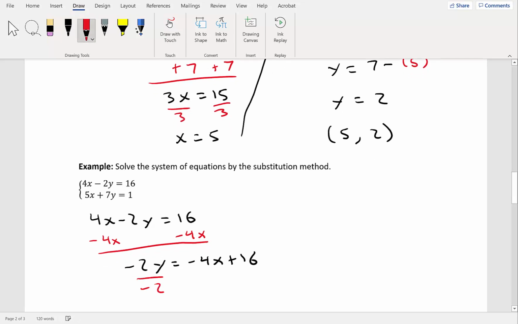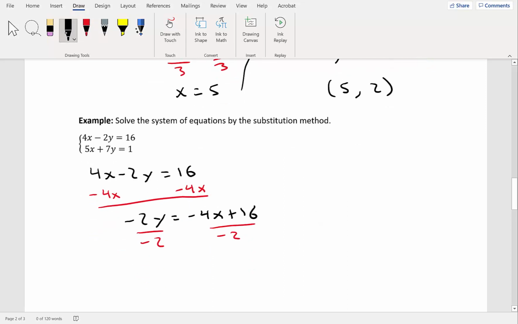Now let's go ahead and divide both sides by negative 2. We get y is equal to, so negative 4x divided by negative 2 gives us positive 2x. 16 divided by negative 2 gives us negative 8. Now we have y solved for. Now we have to plug this expression into the other equation. The equation that we used was the first one and we solved for y. Now we're going to plug in this expression into our second equation.